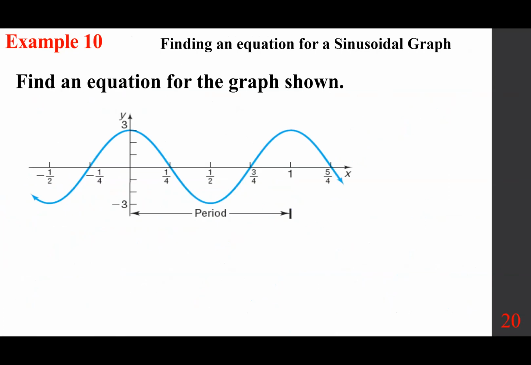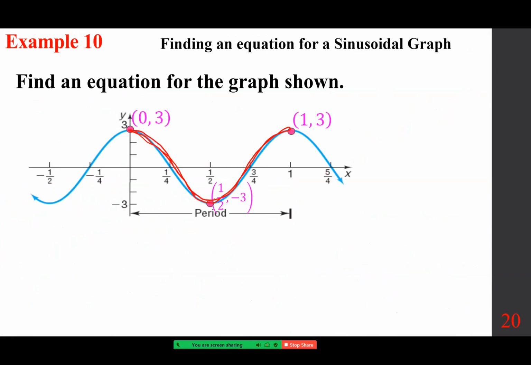You want to find an equation for the graph shown and look at the period. So what you want to notice is that this is located at 0, 3. This is located at 1/2, -3. This is located at 1, 3. So you have a graph that involves cosine, because we remember the shape. So A cosine omega x. The amplitude, because this is normally 0, 1, the amplitude must be 3.